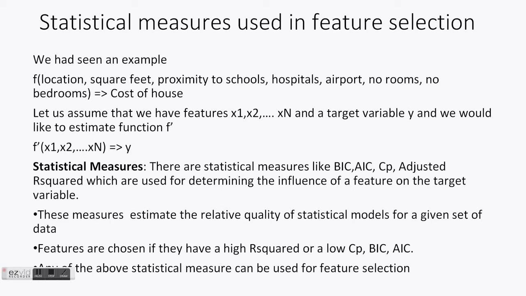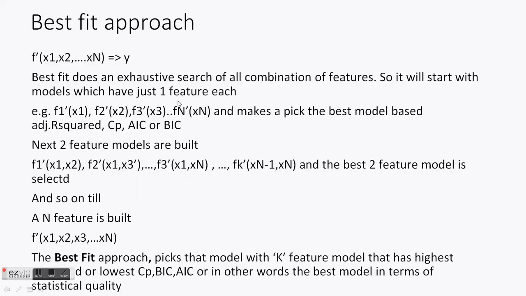A low Cp, low AIC, or low BIC also indicates a good model. If you have many features, for example, data with x1, x2 up to xn features and a target variable y, and you would like to estimate a function, how do we go about it? Let's look at the best fit approach. You have n features and you are trying to estimate a function, and pick just those features which will give the best model. The best fit approach does an exhaustive search. It tries to look at all possible combinations of features.